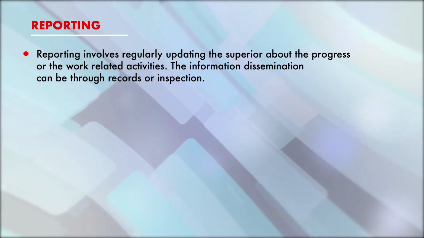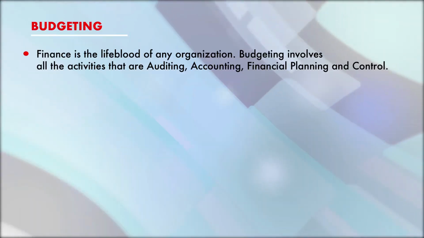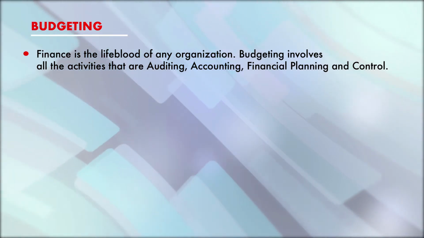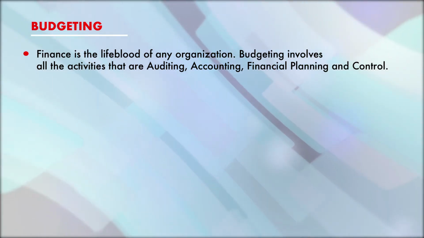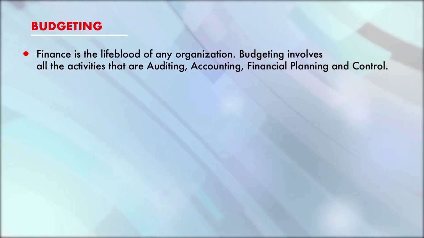The information dissemination can be through records or inspection. For this reporting purpose, organizations generally prepare annual reports, and auditing and other things are being done in the organization. Then coming to the last function of this POSDCORB, which is budgeting. As we know, budget is very necessary for any organization and finance is the lifeblood of any organization. Budgeting involves all the activities like auditing, accounting, financial planning and control.